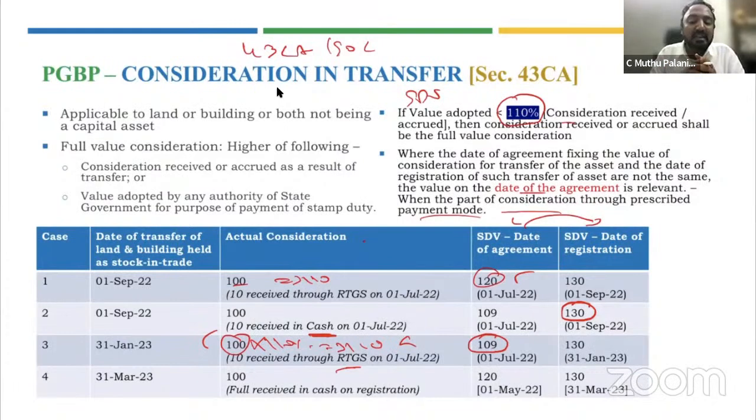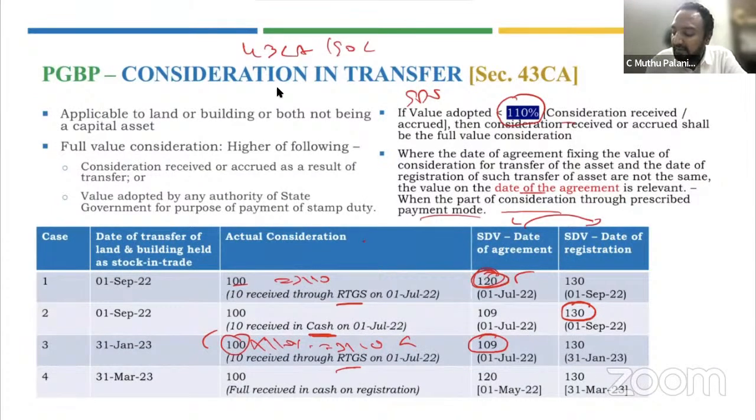as an advance in banking mode. Then I take the date of agreement. Otherwise, take the date of registration. So I compare with 110%. In the first case, actual consideration is 100 and it is paid through RTGS. Stamp duty value on date of registration is 120. Since it's RTGS, I have to consider only the stamp duty value on the date of agreement. 110% of 100 is 110. So 110 or 120, whichever is higher. Which is higher? 120 only. So I will go by 120.